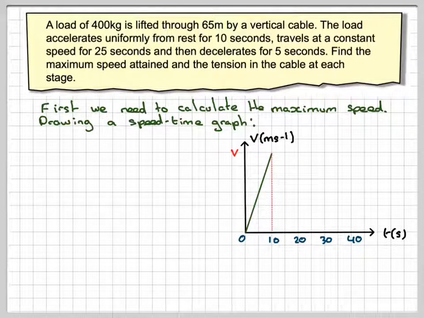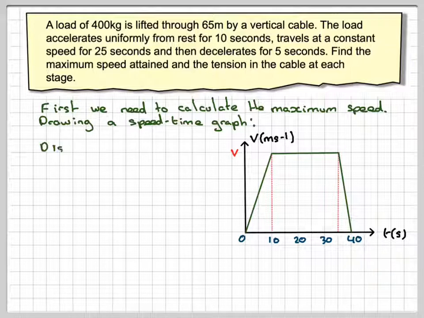Then it travels at a constant speed for 25 seconds, so from 10 to 35 seconds it will be a horizontal straight line, and then decelerates for 5 seconds back to zero, until it stops. Okay, so when it stopped there, it's at 40 seconds.